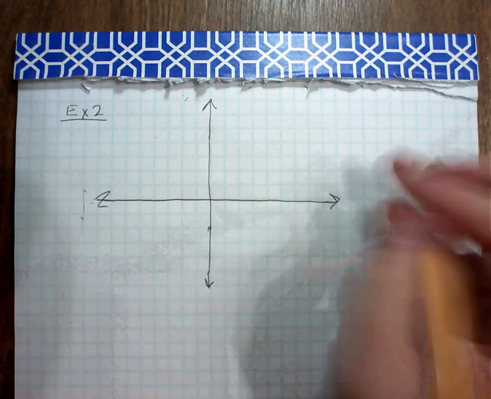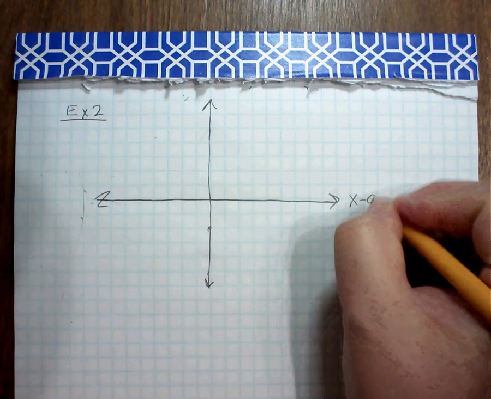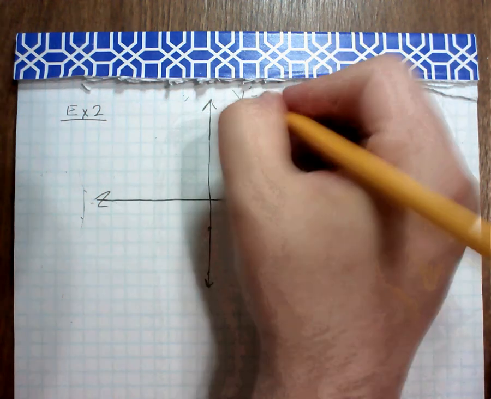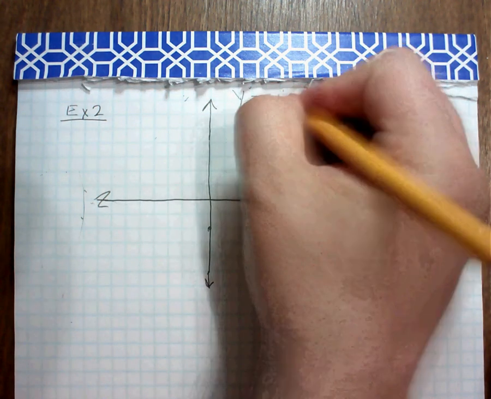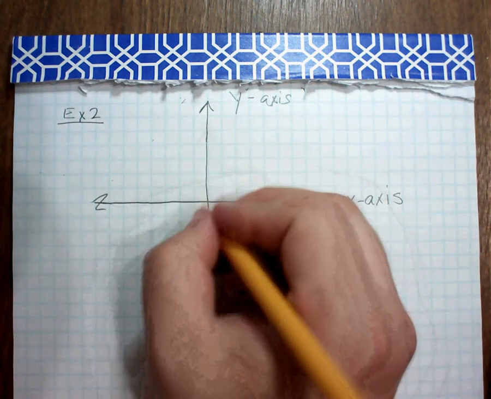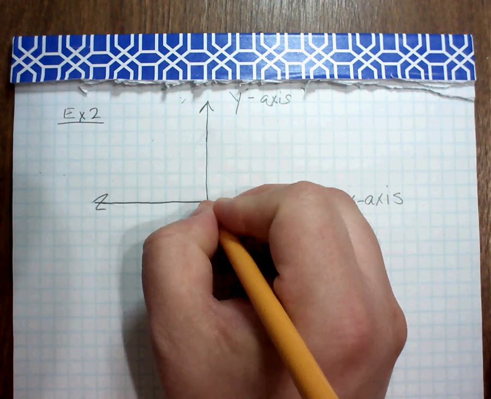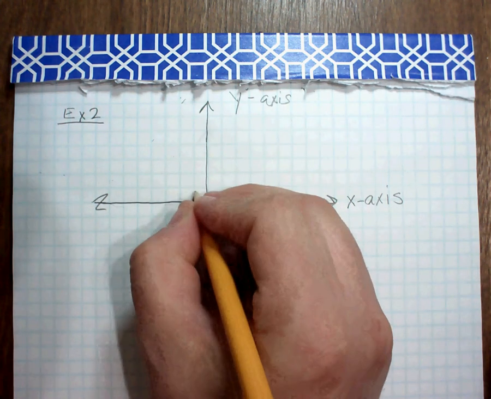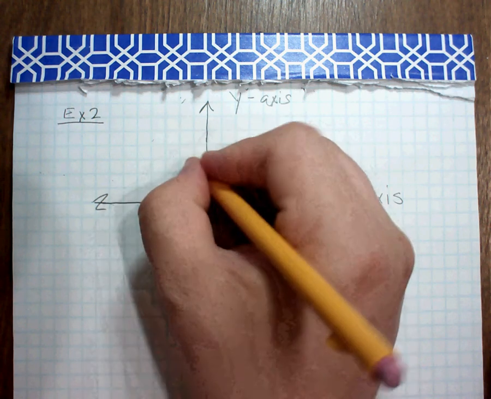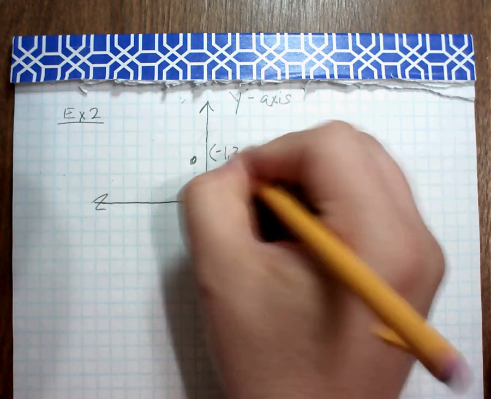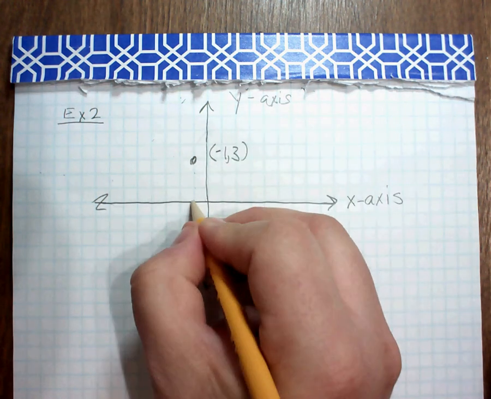Okay, so for example number 2, again we have the xy plane, and I want to kind of review how we graph in the xy plane. So we have 2 points on the plane. The first one is negative 1, 3, so we're going to go negative 1 in the x direction, and then we're going to go up 1, 2, 3. So that point right there is negative 1 comma 3 because we went negative 1 in the x direction.